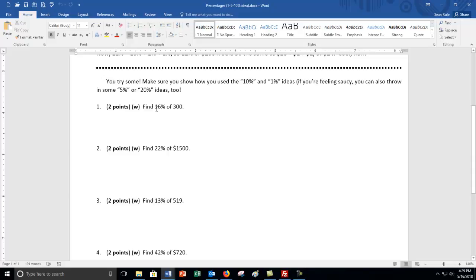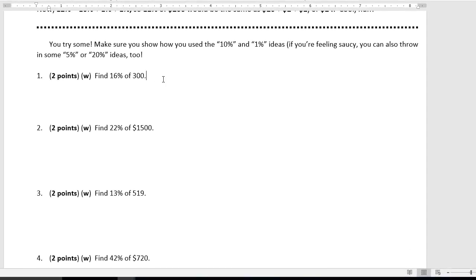Let's just do this first one here, 16% of 300. There's a whole bunch of ways you can do this. You can break 16% up in a lot of different ways. One way to do it would be 10% plus 5% plus 1%, because 10 plus 5 plus 1 is going to be 16. Then all you've got to do is figure out what all those are.